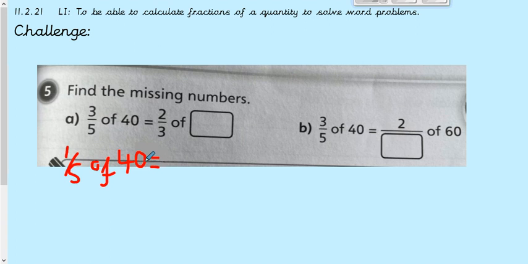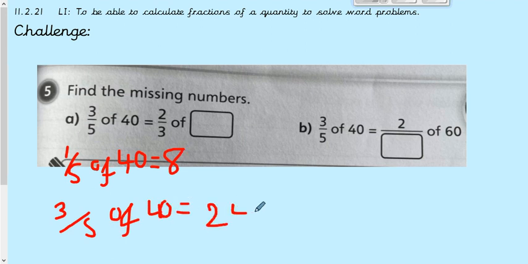So 40 divided by 5 is 8. So we know that 1/5 is 8. Therefore, 3/5 of 40 is going to be 8 times 3, which is 24. So now we need to find a number when 2/3 of that number is 24.